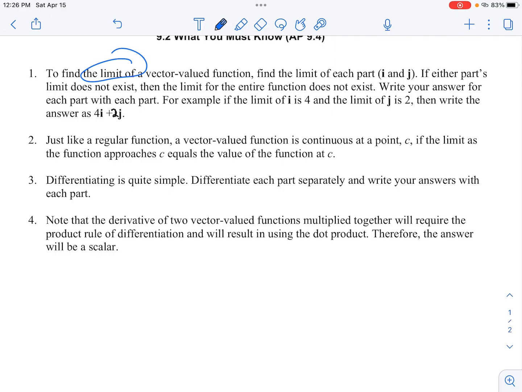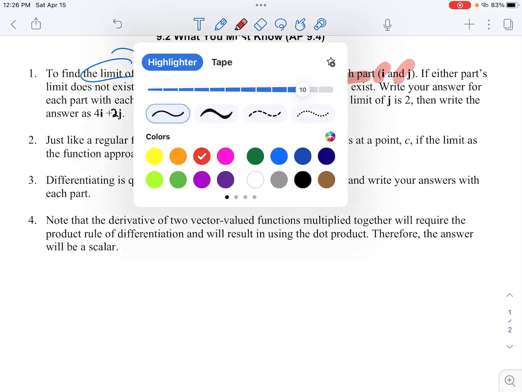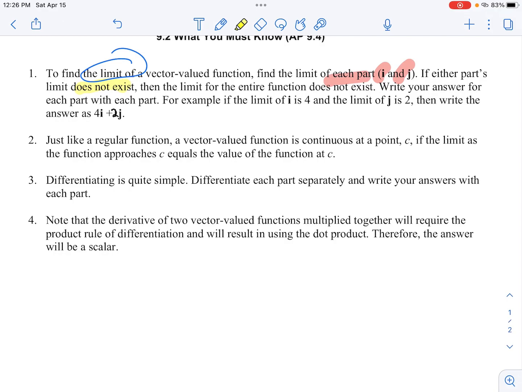To find the limit of a vector valued function, you want to find the limit of each part, so the i part and the j part. And then if either part's limit does not exist, then the limit for the entire function does not exist. So say you're taking the limit of the i part, and you get 4. The limit of the j part, though, is infinity. It does not exist. So you don't give the limit of the i part and ignore the j part. You just say the limit of the entire vector valued function doesn't exist.